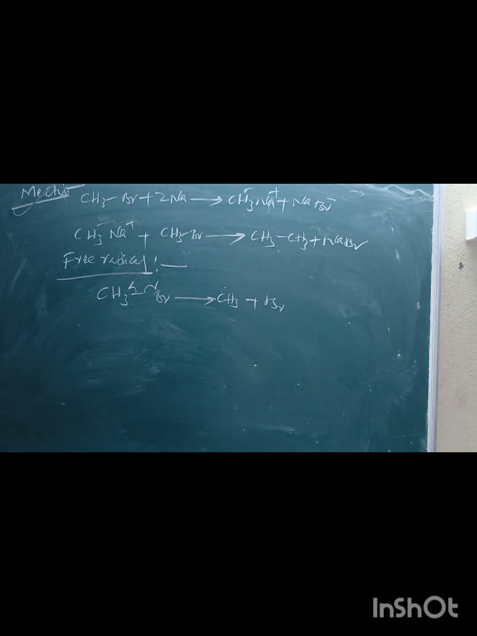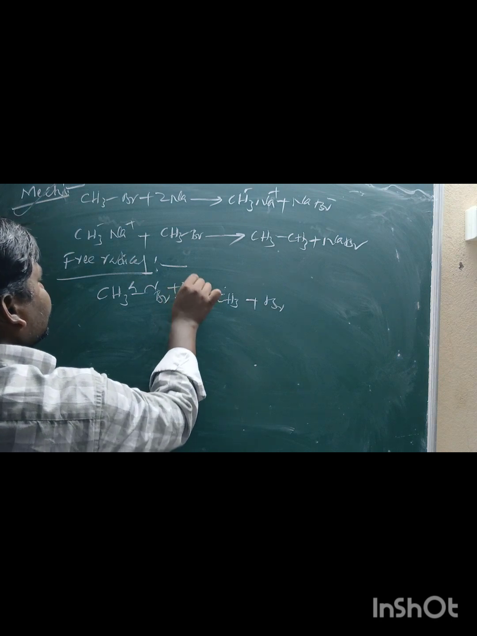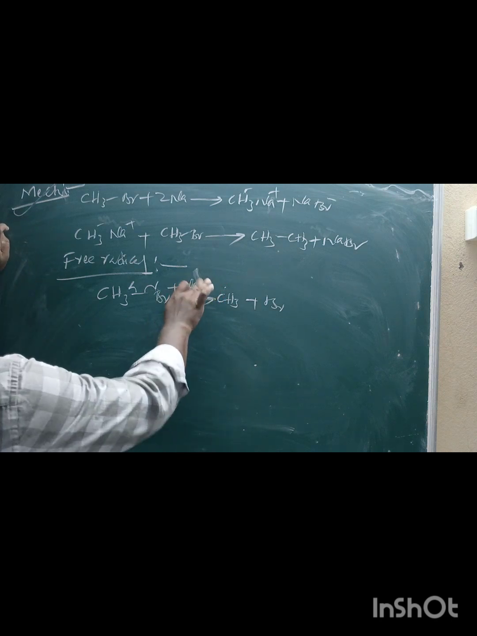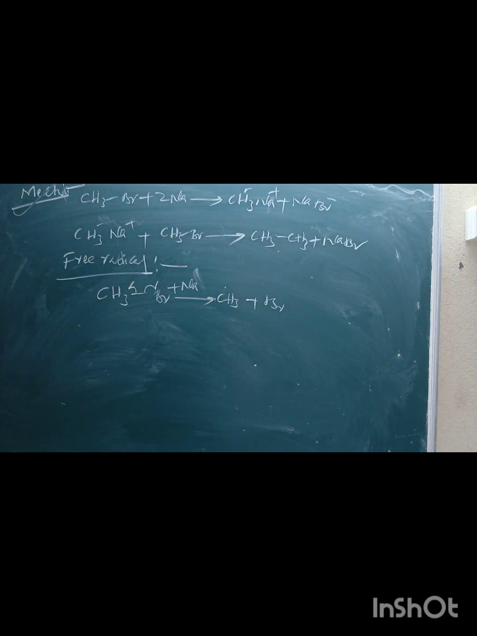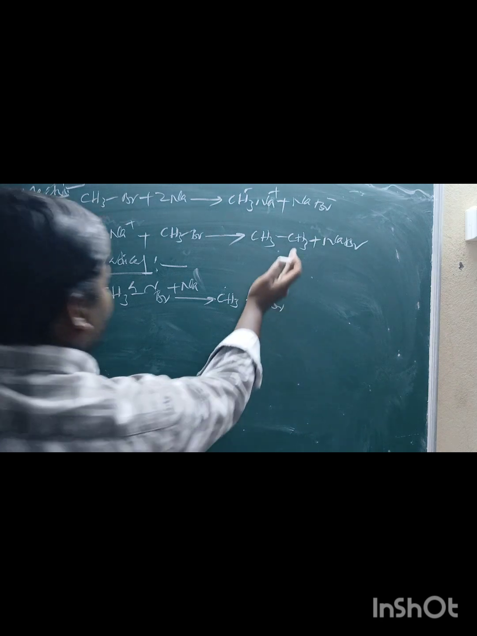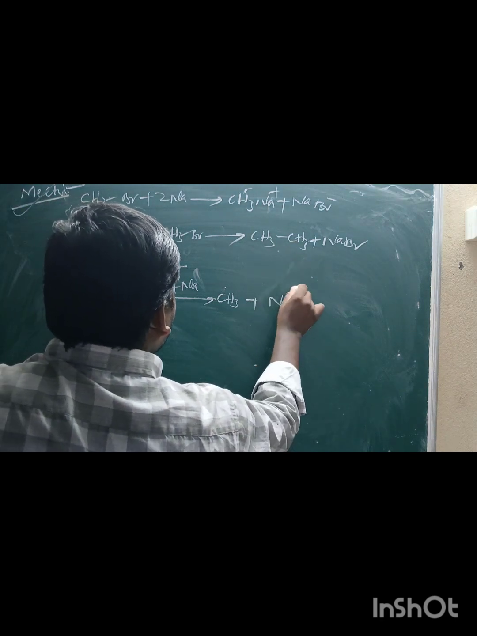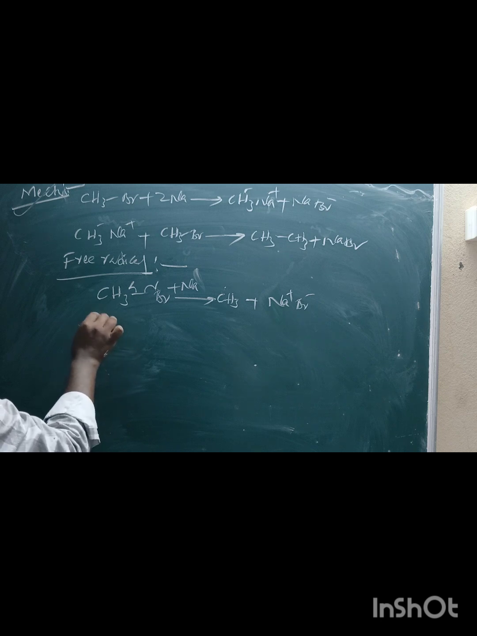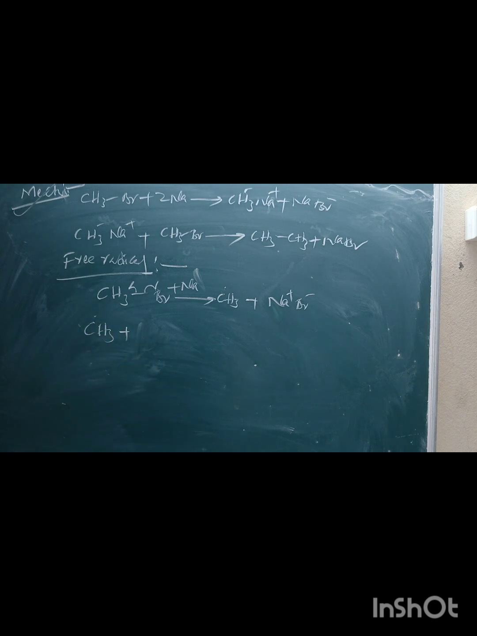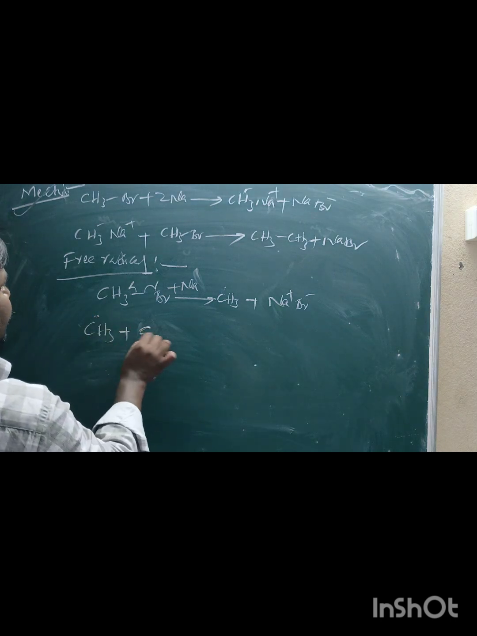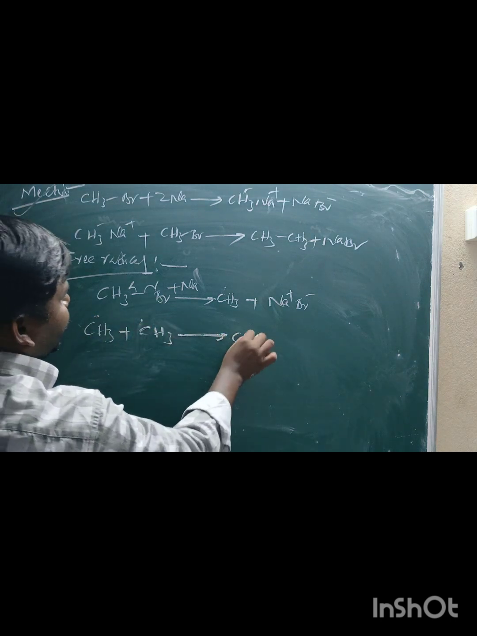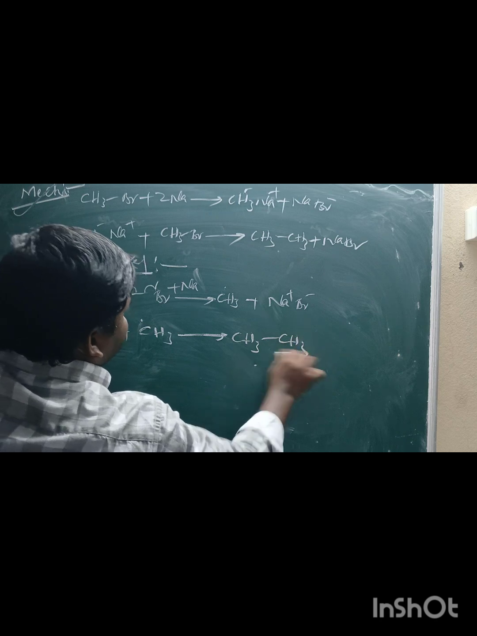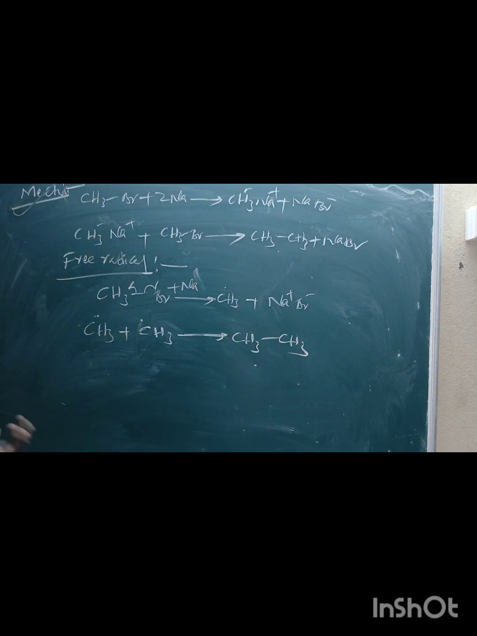It reacts with the sodium metal to form NaBr, that is Na plus Br. In this, a methyl free radical again combines with one more methyl free radical to form ethane. It is another mechanism. Two types of mechanisms are there.